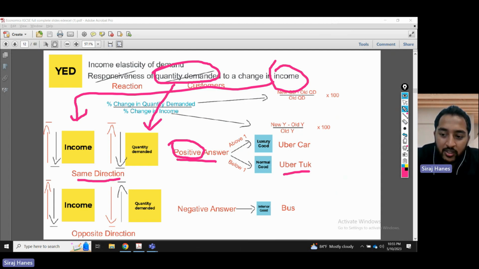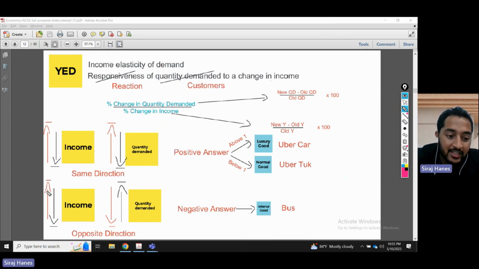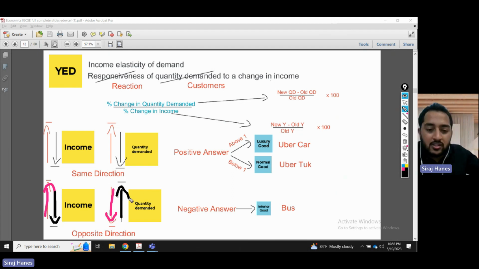But what happens if you get a negative answer? Negative answer means the directions are different. That means when your income goes up, you don't buy much. You reduce your purchases, in fact. And when your income goes down, you buy more of the good. Now, this is pretty inverse. This is not the normal scenario. Why? This is for an inferior good, like the bus.